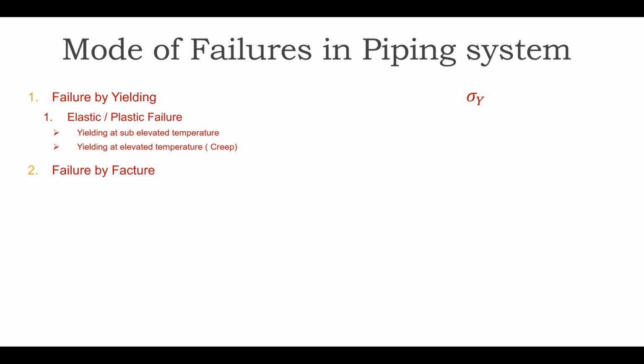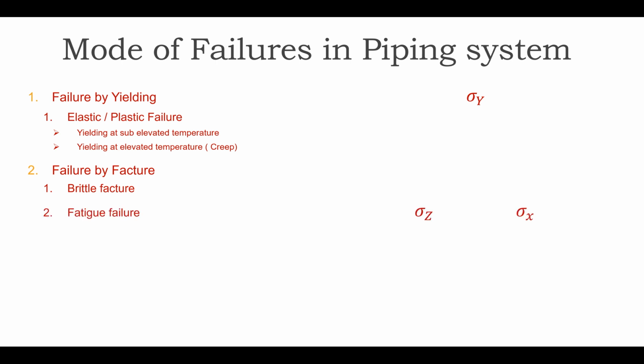Now, the second mode of failure is failure by fracture. It is further divided into two sub-types. The first one is brittle fracture. Such a mode of failure happens mostly in brittle material, which fractures suddenly without any pre-indication of failure.